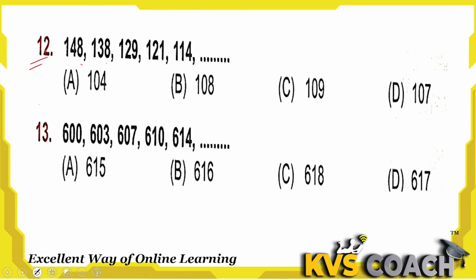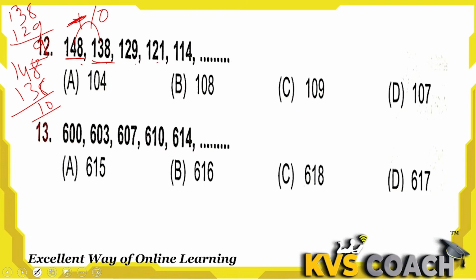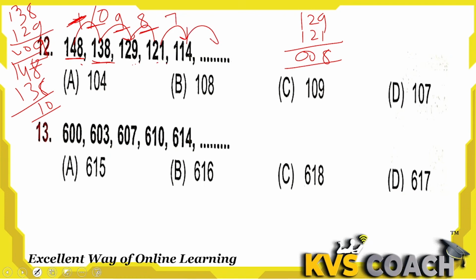Next is 148, 138, 129, 121 and 114. So how will the pattern be? Let's check 148 and 138. Okay, let's subtract 148 minus 138, that is 10. Here the difference is 10. Now 138 to 129. Let's again check 138 minus 129, that is 8 minus 9 and 2 here left, then 2 0 0. So here the difference is 9. Again 129 minus 121, that is 9 minus 1, 8. This is 0, 0. So this difference is 8. So here 10, 9, 8, it means it will be 7 and it will be 6.